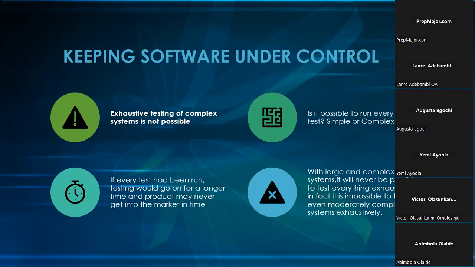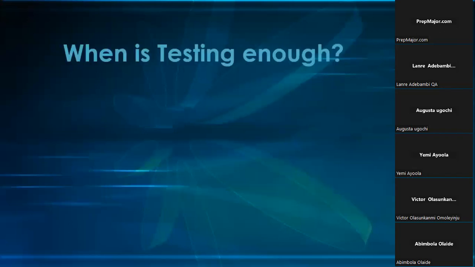With a large and complex system, it will never be possible to test everything exhaustively. In fact, it is impossible to test even a moderately complex system exhaustively. So that leads us to a point where you'll be asking, how will I know that I have finished testing? So that's the next thing. When is testing enough? I've just explained how to keep the software under control, to make sure you are within that time frame, that deadline of testing. You have run the priority.